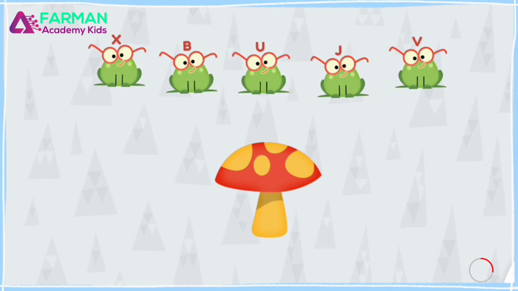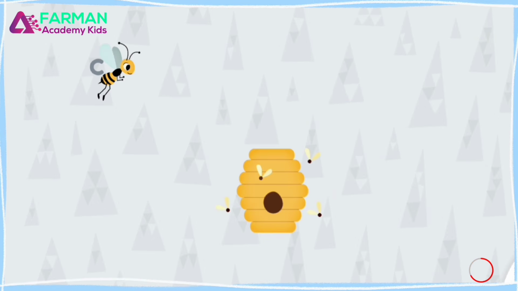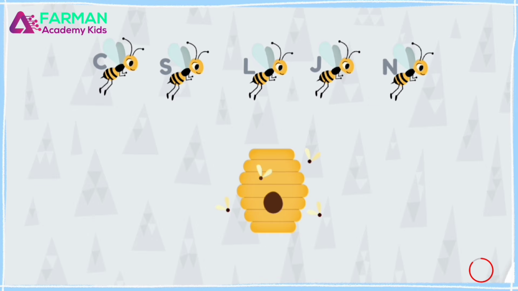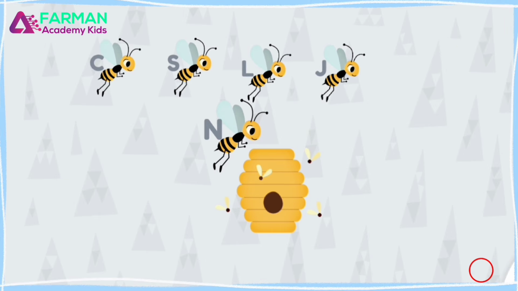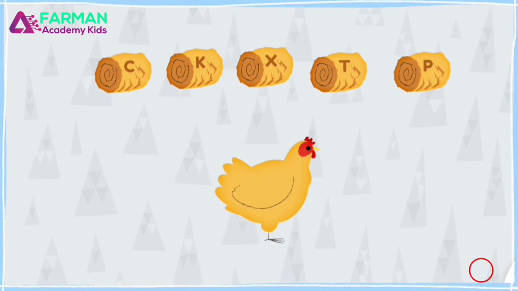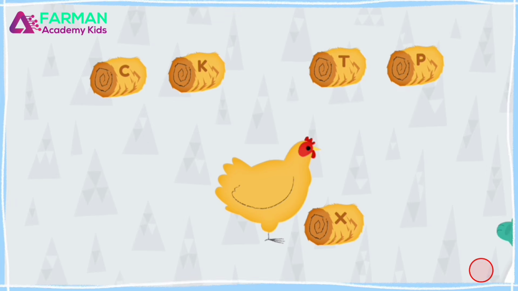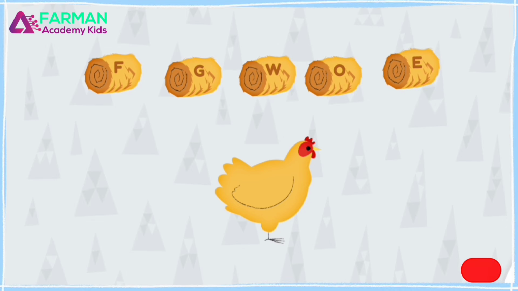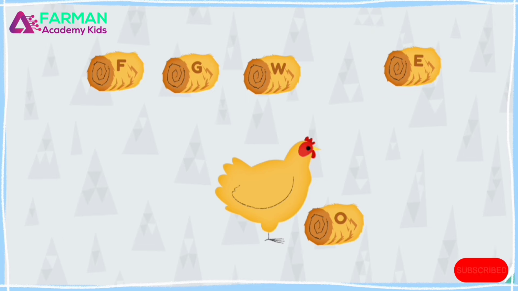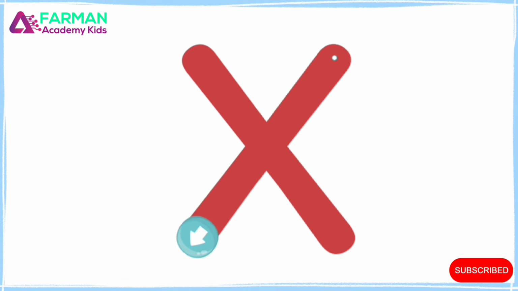Put the frog with the letter X on the mushroom. Nice work! Help the bee with the letter N fly to the hive. N. Super! Give the hen the hay with the letter X. X. Super duper! Give the hen the hay with the letter O. Sweet! Trace the uppercase letter X. Great! You traced the letter X.